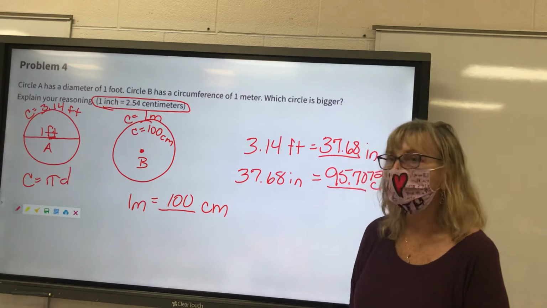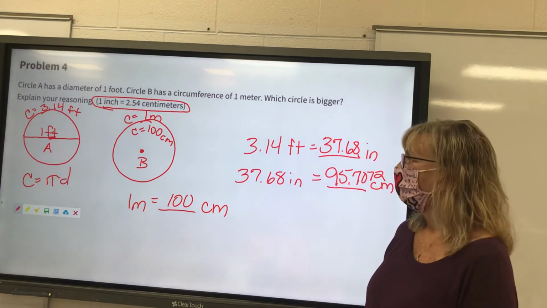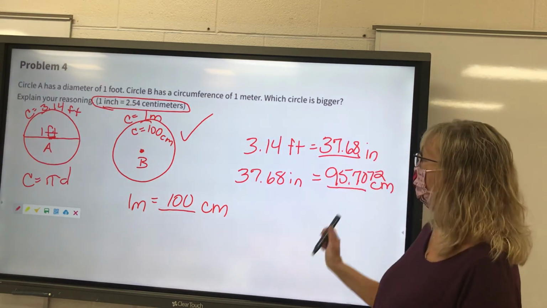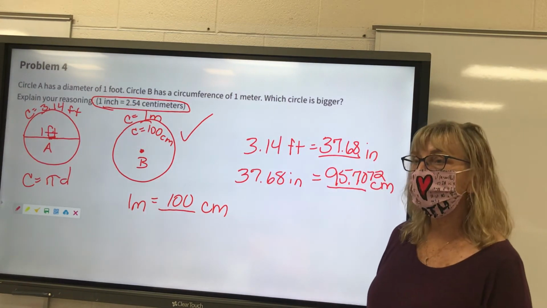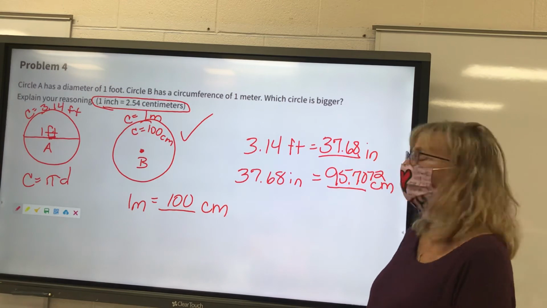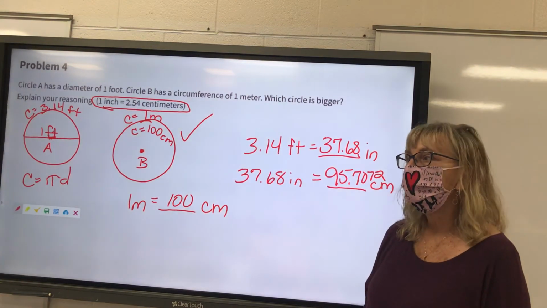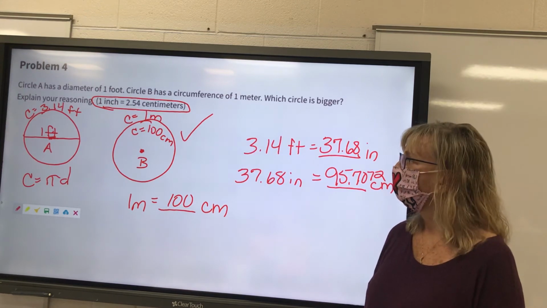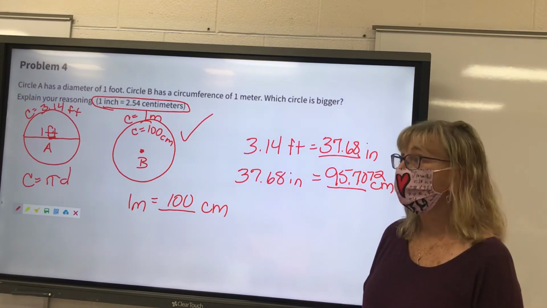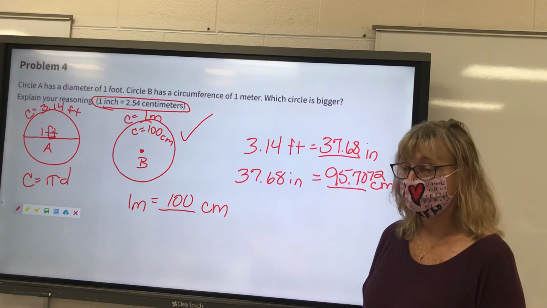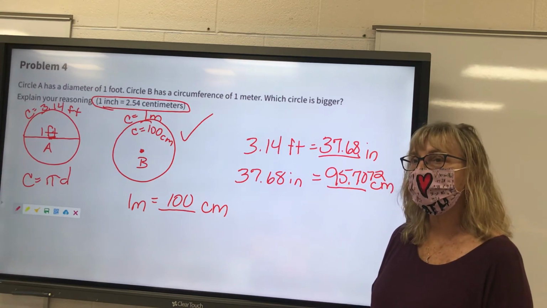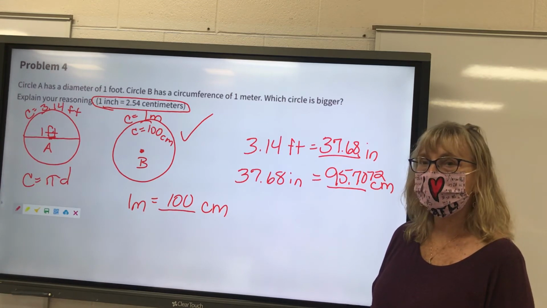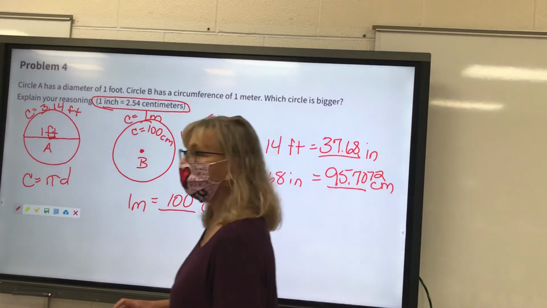Which one is bigger? B. 1 meter. Yep, B is the bigger one. Not by much. Just by 5 centimeters. Well, less than 5 centimeters. 4.3 centimeters. Whoops. Okay? I completely forgot it said feet. Yep. Units are important, aren't they? Okay, questions you have? Anybody need more time? Okay.